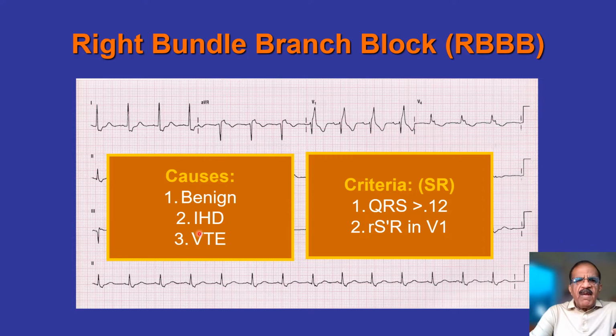But it could be a manifestation of ischemic heart disease. It could be a manifestation of acute coronary syndrome, acute myocardial infarction. It may also be a manifestation of venous thromboembolism. Certainly, if there is a new right bundle branch block, that is definitely due to some problem like ischemic heart disease or venous thromboembolism. So this was a right bundle branch block.